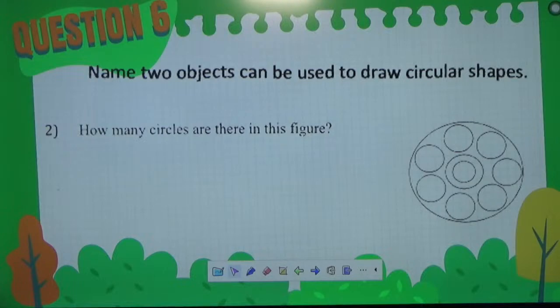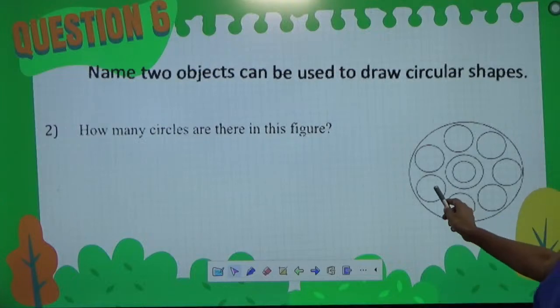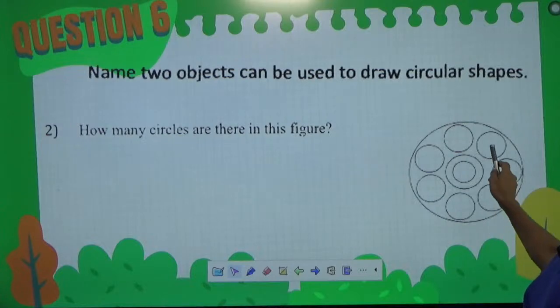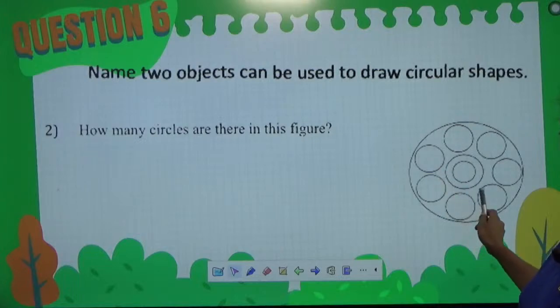Then question number 2. How many circles are there in this figure? You have to count. Yes, 10 circles are there here. 1, 2, 3, 4, 5, 6, 7, 8. Sorry, 1, 2, 3, 4, 5, 6, 7, 8, 9 and the larger one. 10 circles are there. Okay.